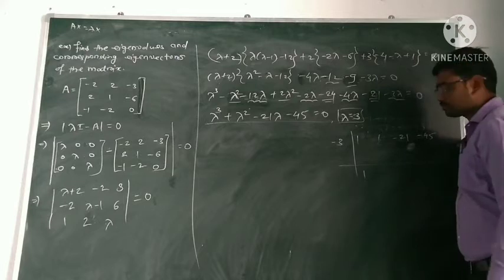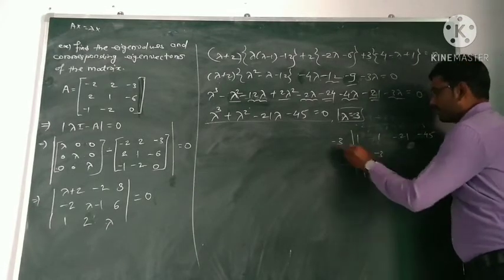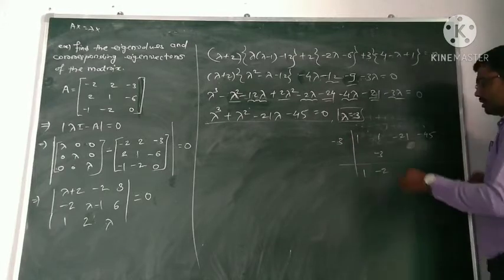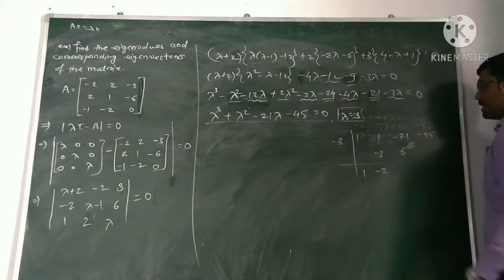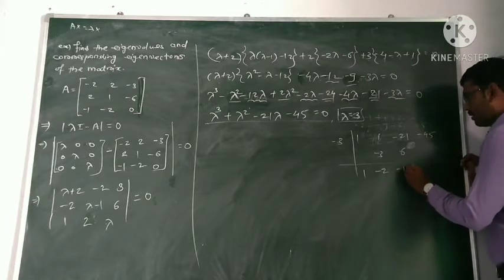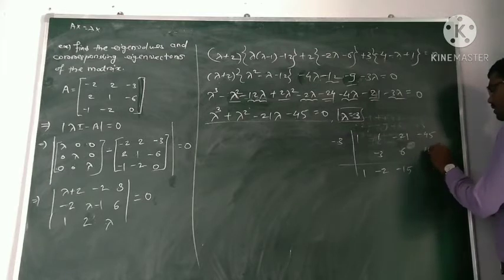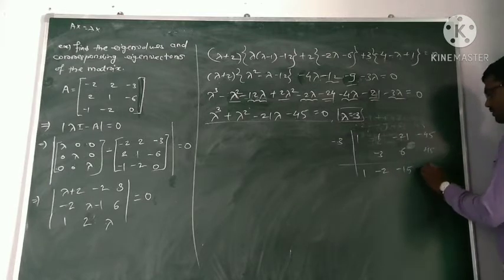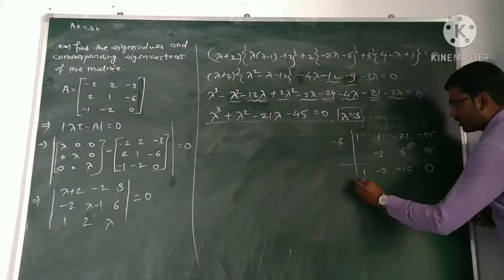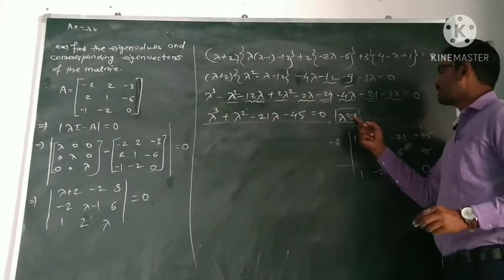Minus 3 into 1 is minus 3. 1 minus 3 is minus 2. Minus 3 into minus 2 is plus 6. Minus 21 plus 6 is minus 15. Minus 15 into minus 3 is plus 45. Minus 45 plus 45 is 0. Okay.